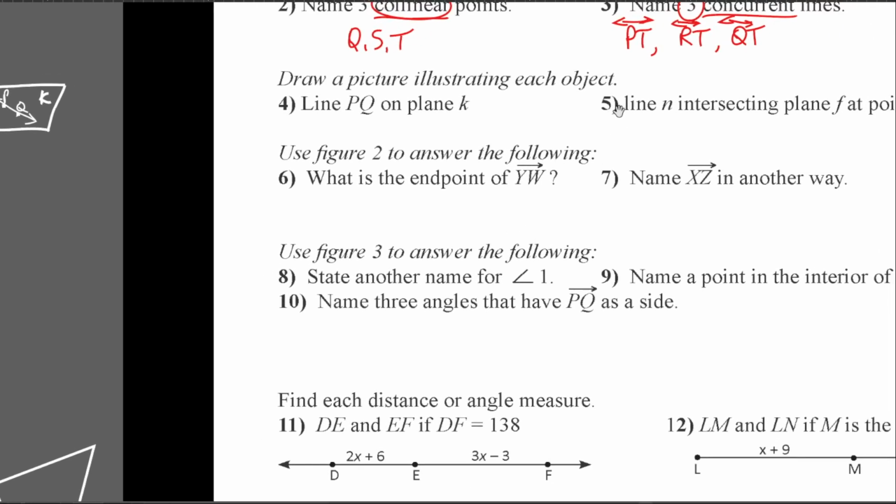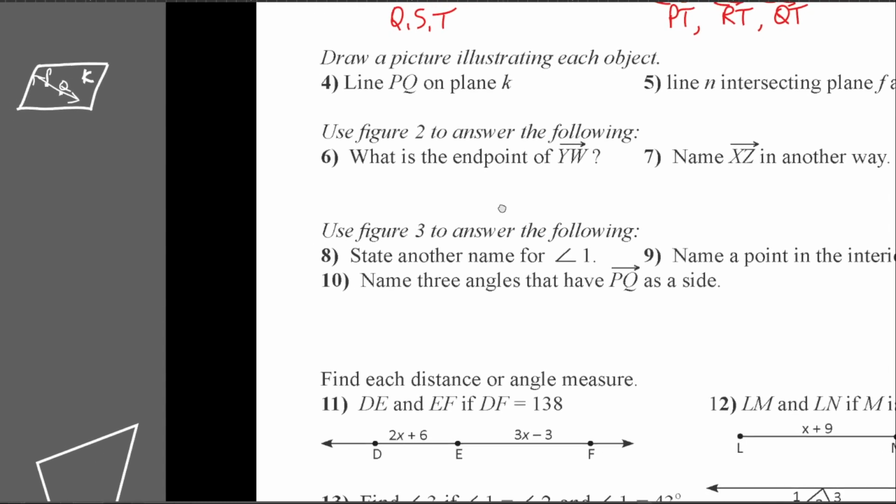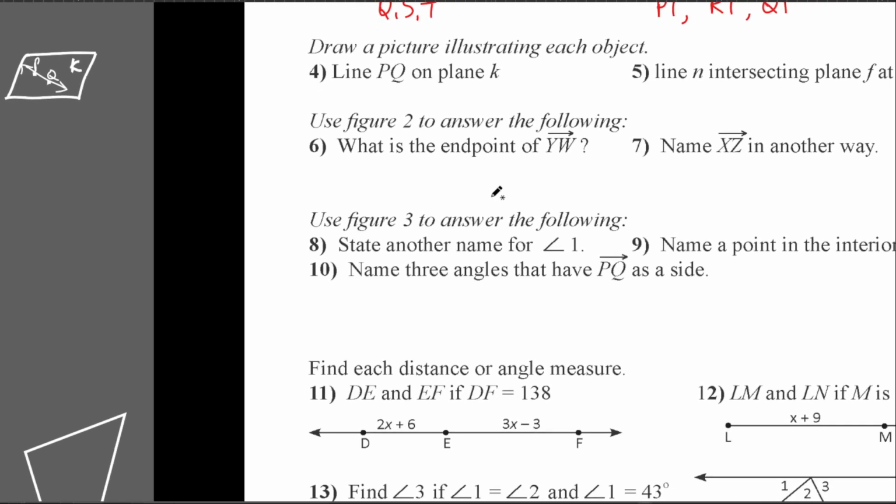Let's do another one, number 5. It says line N, intersecting plane F. So we got another plane there and another line, and it intersects at point P. And it only intersects at one point, so it goes through the plane, right? It's not on it, it goes through it. So we draw it just a little bit differently.